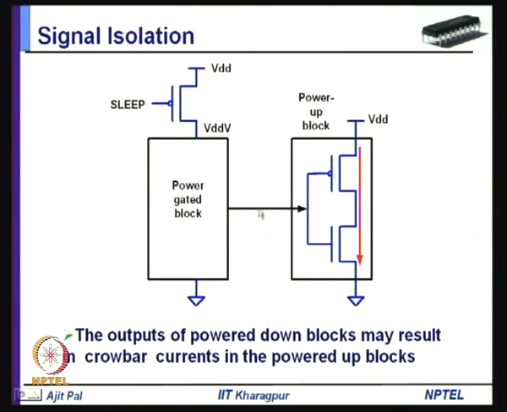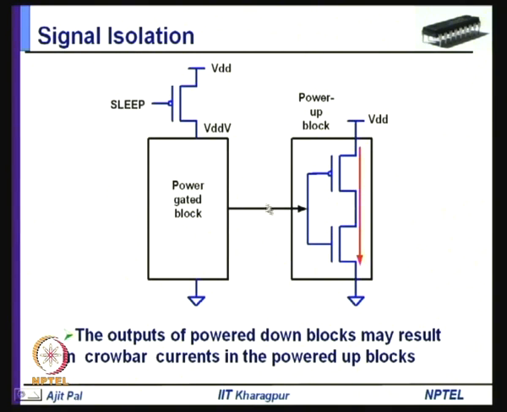So, in this particular case, it discharges through this path because of the larger current of this power gated block. So, the outputs of power gated down blocks may result in over current in the powered up blocks. So, what can happen? You cannot really guarantee that this voltage will be discharged to ground level, or whenever you are using a footer switch, that this voltage will charge to VDD level.